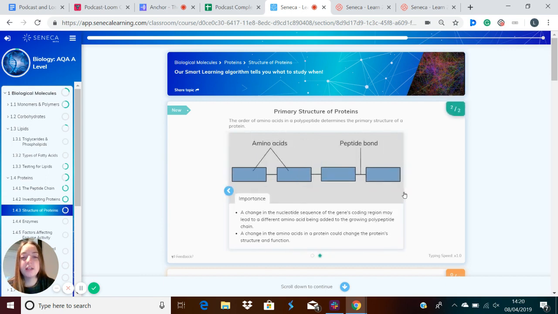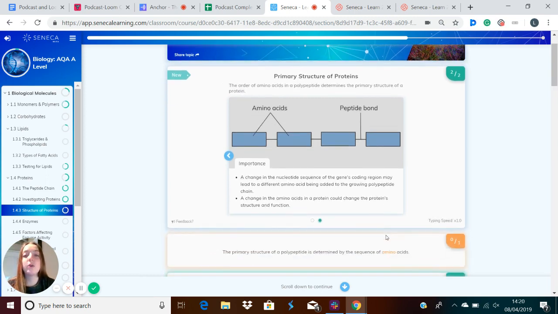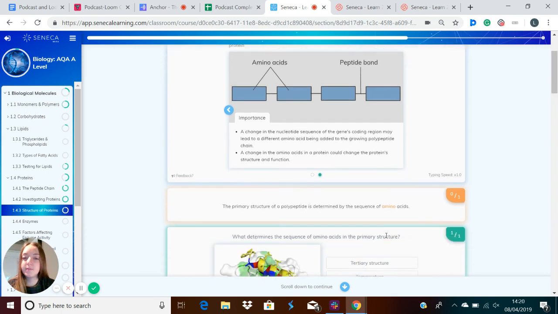A change in the nucleotide sequence of the gene's coding region may lead to a different amino acid being added to the growing polypeptide chain. A change in the amino acids in a protein could change the protein's structure and also its function. So this primary sequence is very important.